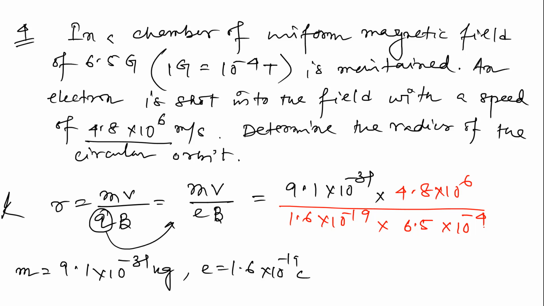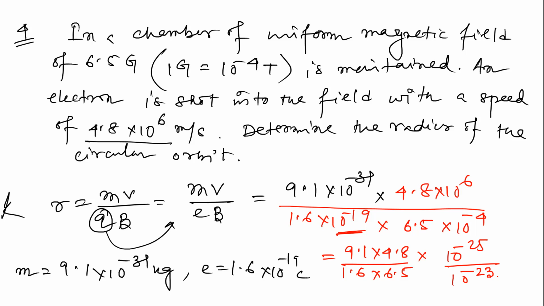Now we just have to do the calculation. For ease of calculation I will separate them: 9.1 multiplied by 4.8 divided by 1.6 into 6.5, multiplied by the powers of ten. 10^-31 and 10^6 give 10^-25, divided by 10^-19 and 10^-4, which is 10^-23. So finally we get 10^-2.